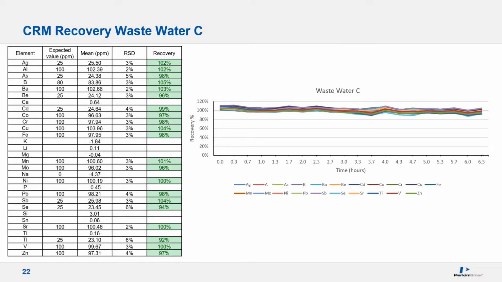Different types of water samples were run to show the recovery on various different CRM materials. This was used to show the robustness of the system, with washout between samples containing high and low concentrations being consistent throughout the analysis.